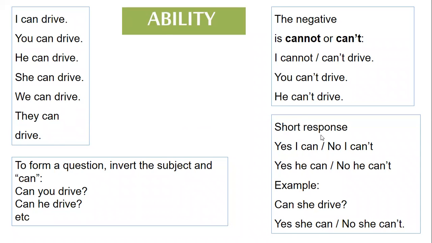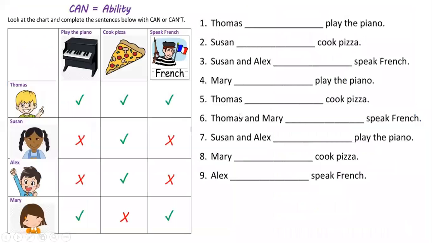So the short answers, I need a volunteer. Who wants to read the short answers, please? Jennifer, go ahead. Yes, I can. No, I can't. Yes, he can. No, he can't. Example, can she drive? Yes, she can. No, she can't. Excellent. Thank you so much.